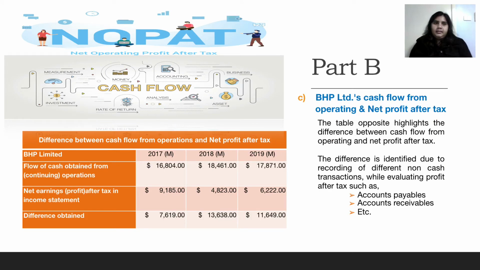After examining the BHP Limited cash flow from operating and net profit after tax, the table opposite highlights the difference between cash flow from operating and net profit after tax. The difference is due to the recording of different non-cash transactions while evaluating profit after tax, such as accounts payables and accounts receivables.